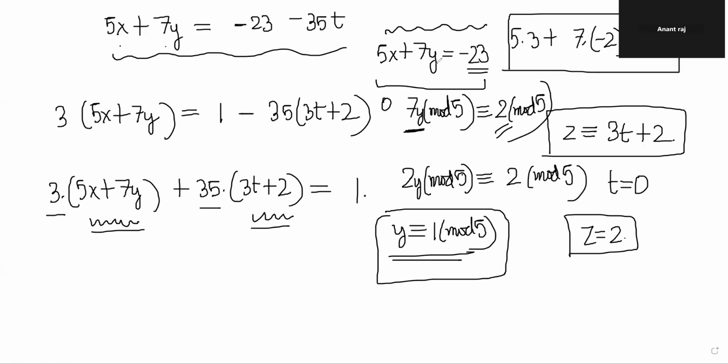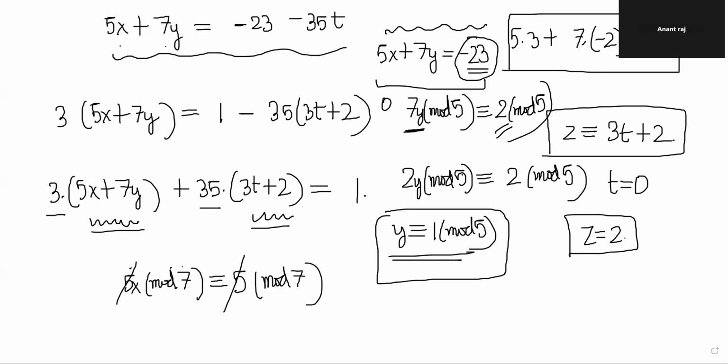Similarly, we can do mod 7 and get x also. 5x mod 7 should be congruent to minus 2, which is plus 5 mod 7. Now 5 and 7 are co-prime, so we can cancel 5. This operation cannot be done unless they are co-prime. So x is coming as 1 mod 7 also, right?